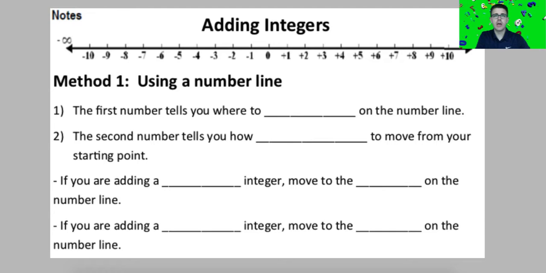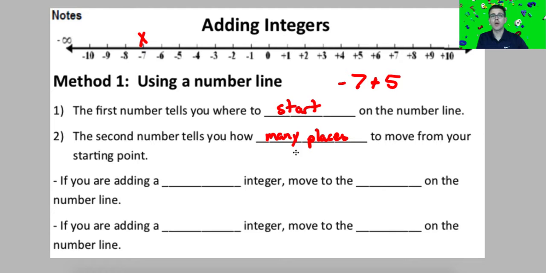Let me give you an example problem here. Say we had the problem -7 plus +5. The first number tells you where to start on your number line. So in this case, I'm starting at -7. The second number tells you how many places to move from your starting point. So how many steps we want to go.